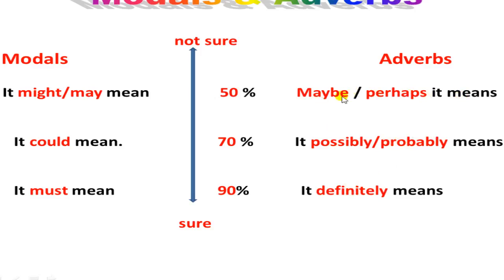Maybe it means come here. Perhaps it means come here. So here this is 50%, 50-50. It possibly means come here. It probably means come here. It definitely means come here. So here I am sure. It must mean come here. It definitely means come here. It must mean that sounds crazy. It definitely means that sounds crazy.